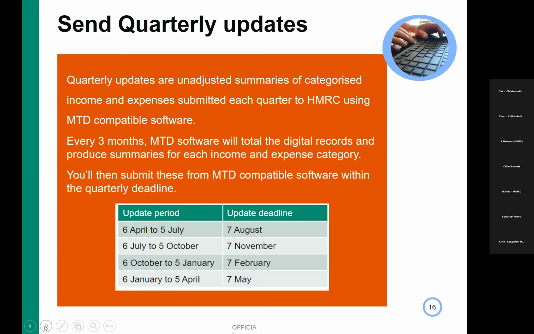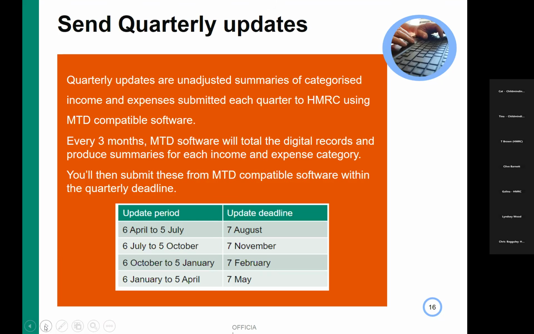Every 3 months, MTD software will total the digital records and produce summaries for each income and expense category. You'll then submit these from MTD compatible software within the quarterly deadline. If you keep up-to-date digital records, or even if they are not completely up-to-date, as is perfectly common when running any business, they are simply the touch of a button in your software.